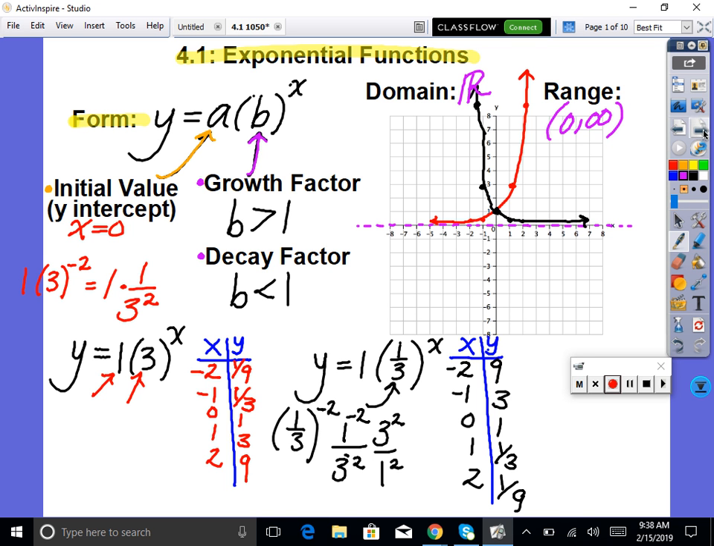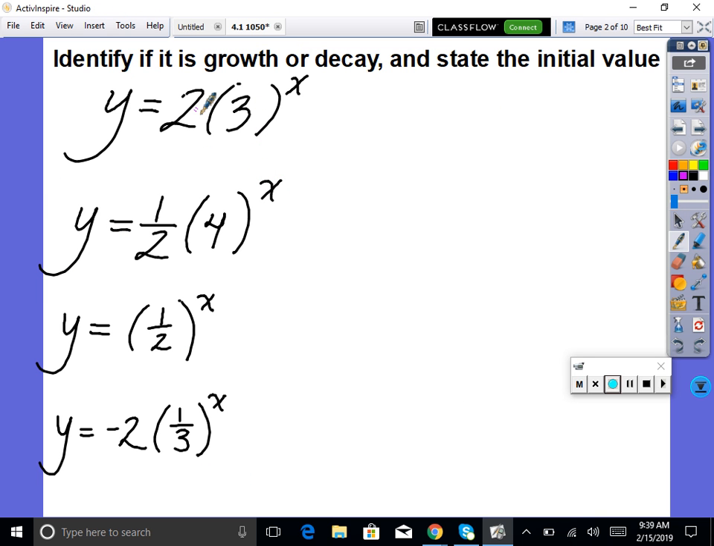All right, so let's just make sure you're good with growth versus decay. So right here, tell me if it's growth or decay based on the equation. So right here, would this be growth or decay? Growth because 3 is greater than 1. Right here, growth, decay, decay. What would be my initial value here? 1. Okay, good.